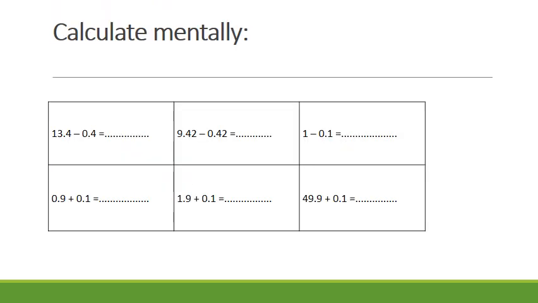Okay, now I'm going to calculate the following. It's very easy, just look at it. I have 13.4 minus 0.4, it's 13. It's very easy, I just remove the decimal part. 2.42 minus 0.42, so I also remove the decimal part, so it's 2. 1 minus 0.1, it's 0.9, because 0.9 plus 0.1 is 1. Now 0.9 plus 0.1, as I said, is 1. Now 1.9 plus 0.1 is 2. Now 49.9 plus 0.1 is 50.